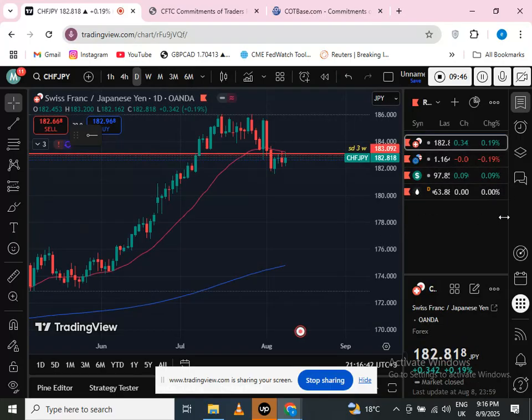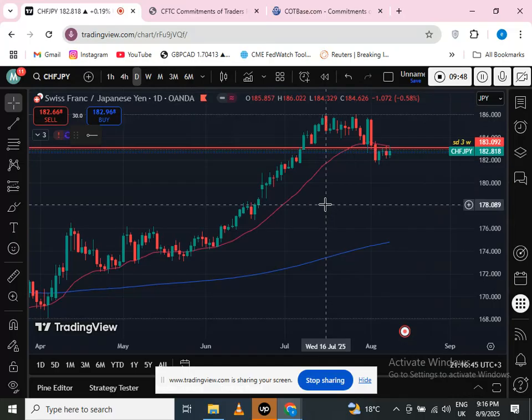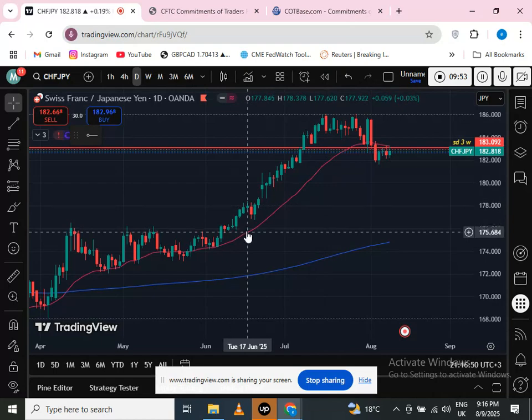Okay, I have noticed that right now, the big market players on the CHF JPY have a strong buy on the Japanese yen compared to the Swiss franc. You see, so what does it mean? When this pair is looking for a sell position, it means that the large speculators are more bullish on the Japanese yen compared to the Swiss franc.